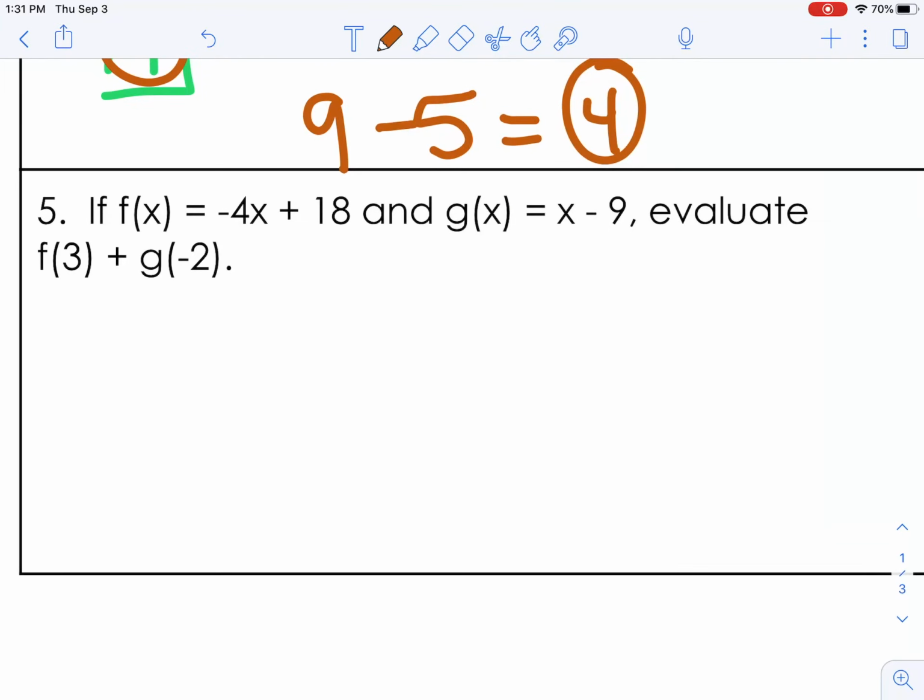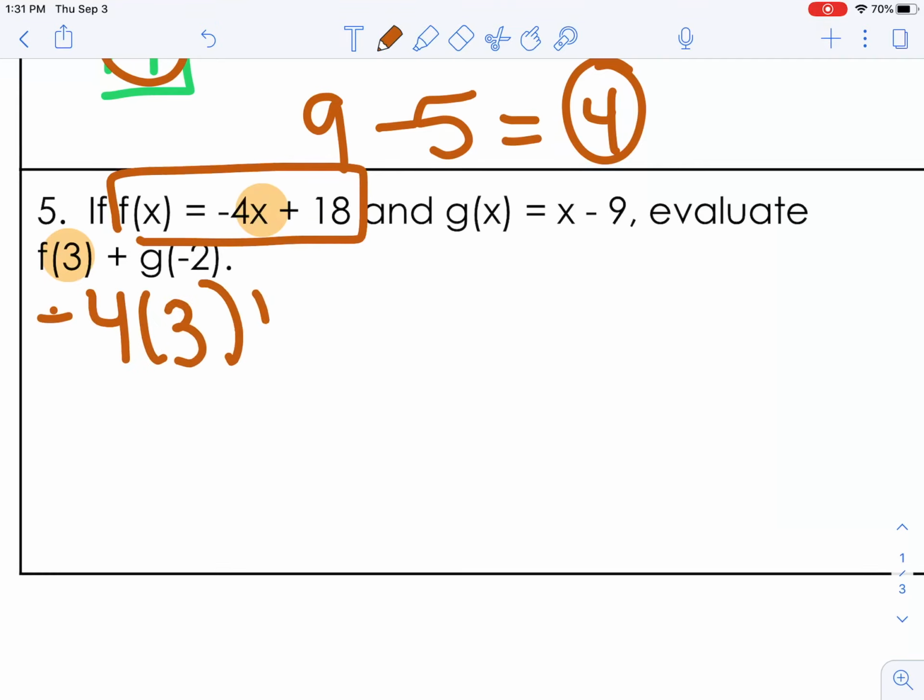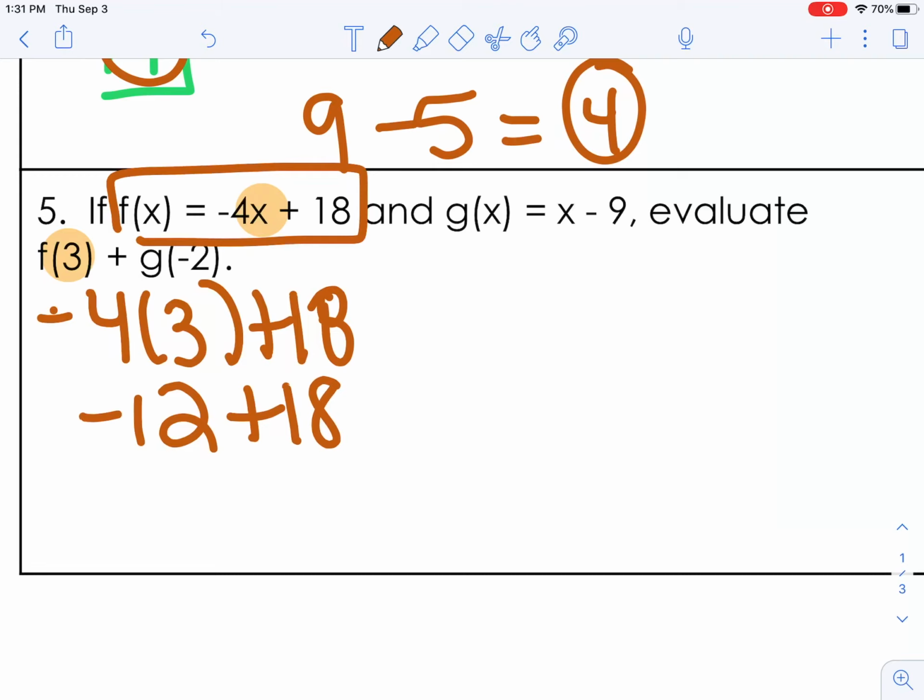Number 5, if f of x equals negative 4x plus 18 and g of x equals x minus 9, evaluate f of 3 plus g of negative 2. All right, so to find f of 3, we're going to use this function, and we're going to replace x with 3. So we'll do negative 4 times 3 plus 18. Negative 4 times 3 is negative 12, plus 18 is 6.